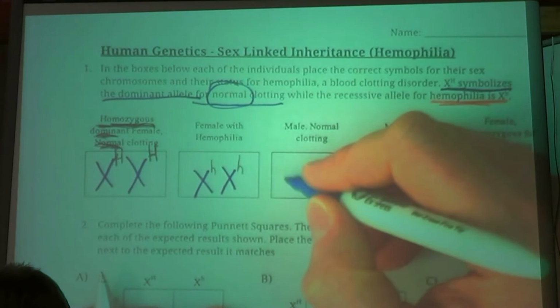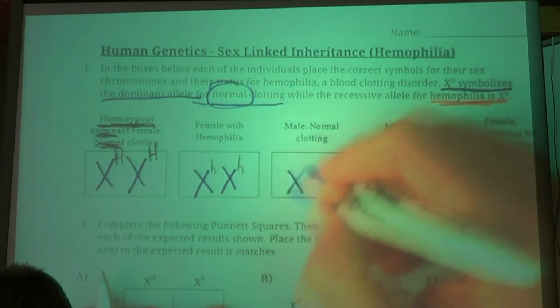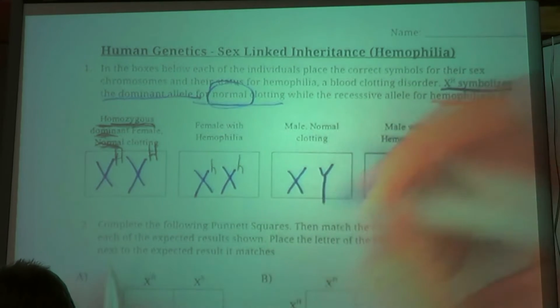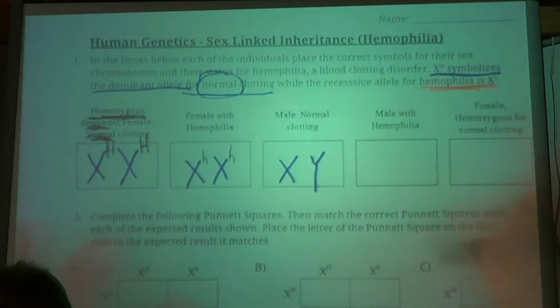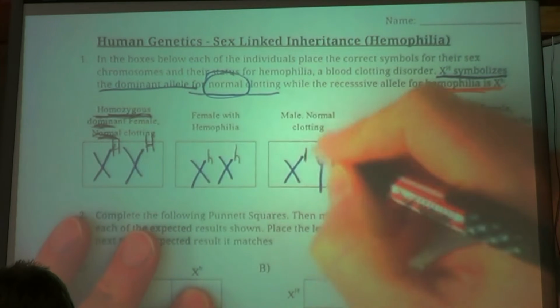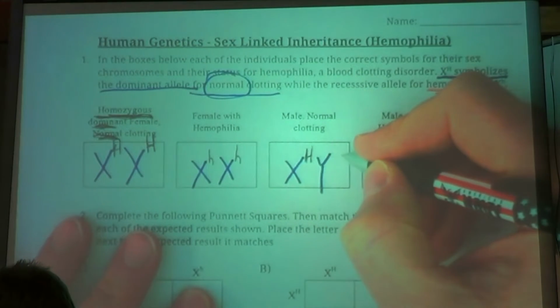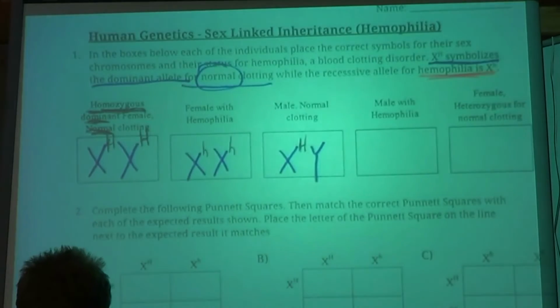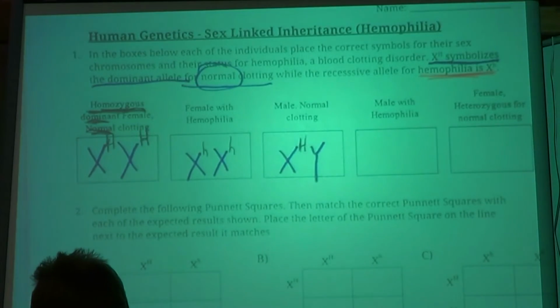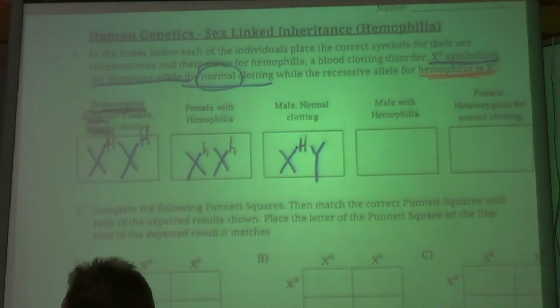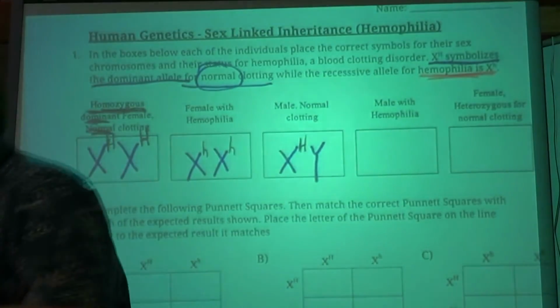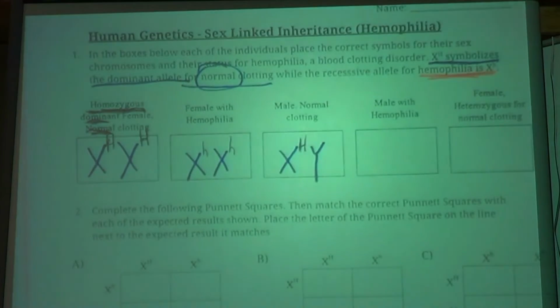Male, XX or XY? XY. Who has the normal clotting factor? So that's X, big H, and what's on that Y chromosome? Nothing, right? There is nothing on the Y chromosome. These are only carried on the X's. You try the last two quickly. You fill in those last two if you haven't done so already.